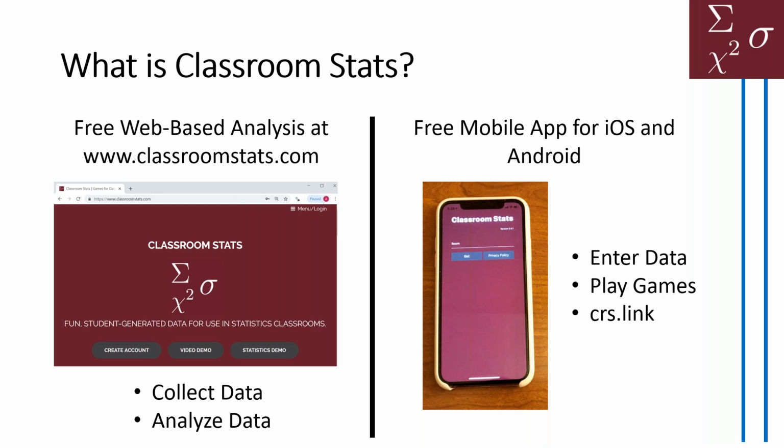But the students, you can get the app in one of three ways. You can search the Google Play Store or iOS Store for Classroom Stats. It's the number one app under Classroom Stats, the only app under Classroom Stats. You can also go to classroomstats.com and scroll down a little bit. There's a link there. Or the easiest way is to tell students to open up their web browser and go to crs.link, which has an automatic redirect to the correct store.